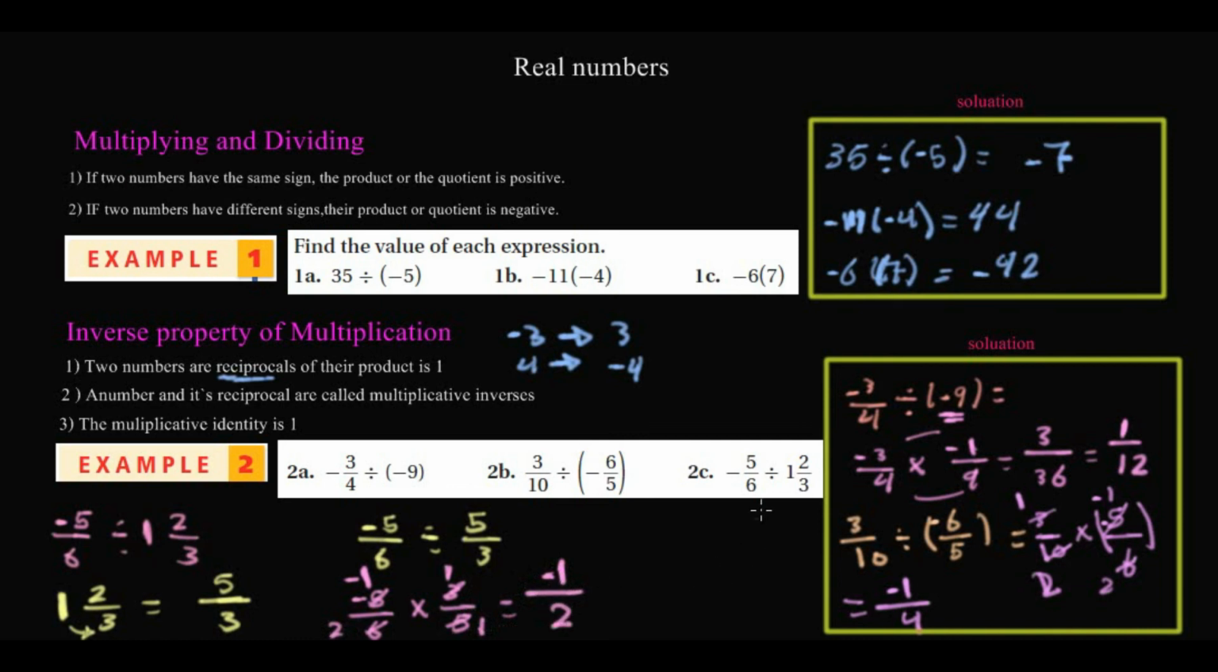So that's our lesson today. We learned how to multiply and divide real numbers together. We also learned the meaning of the reciprocal of any number, and we also talked about the multiplicative identity, which is 1.